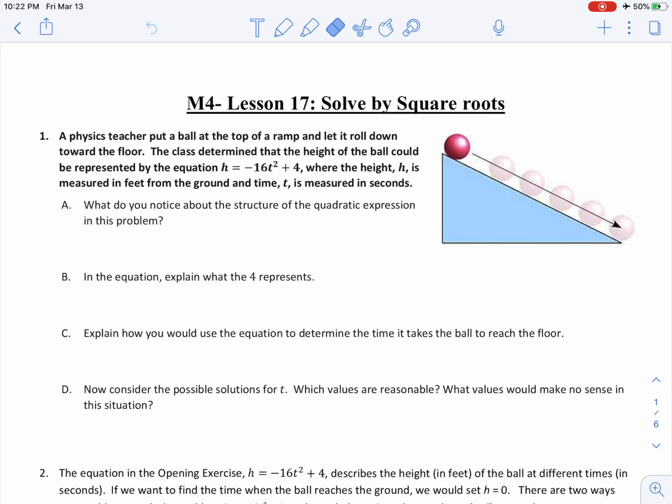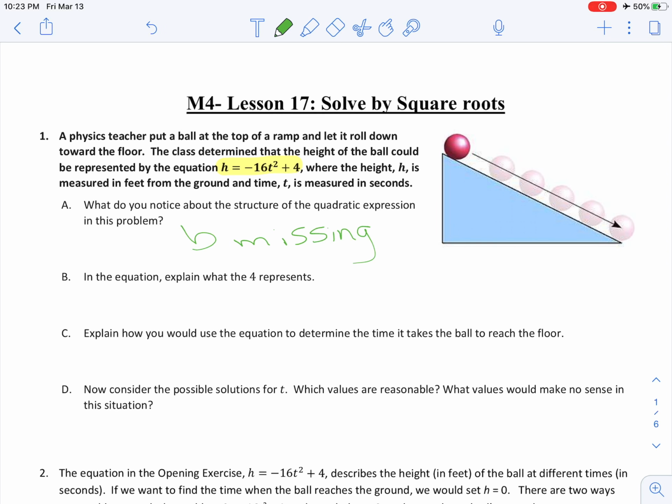Okay, so A says, what do you notice about the structure of the quadratic expression? It's right here. It gives it to you right here. What do you notice about it? The B is missing. We don't have a B.